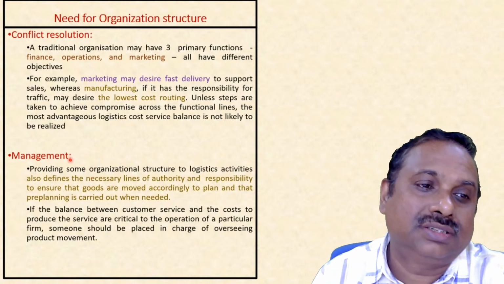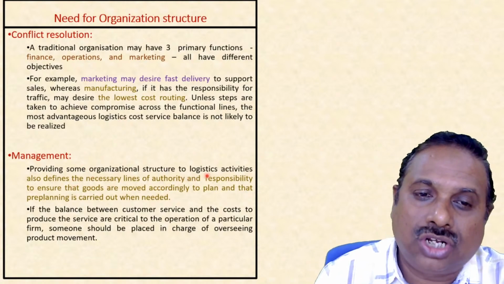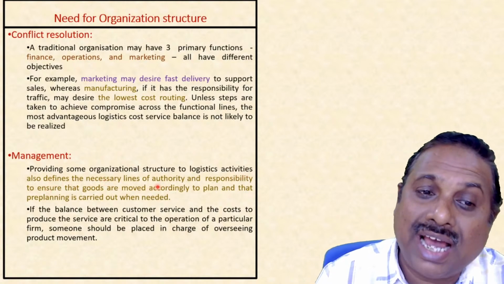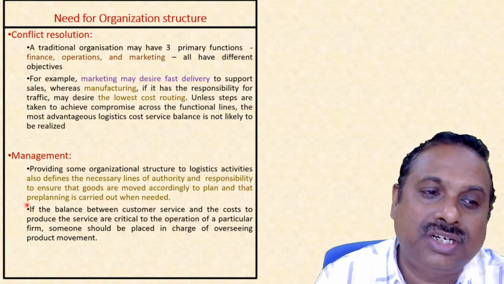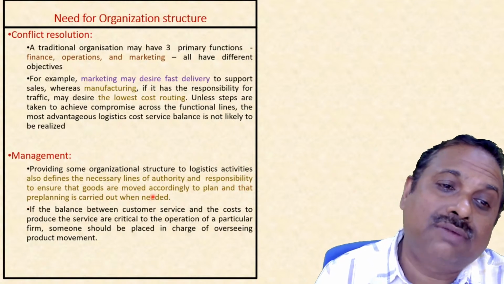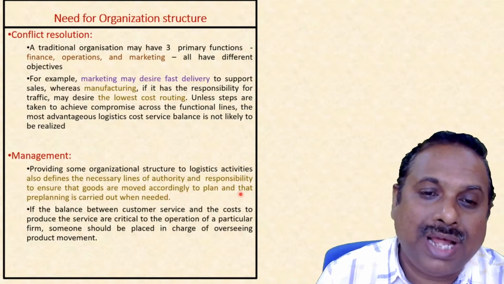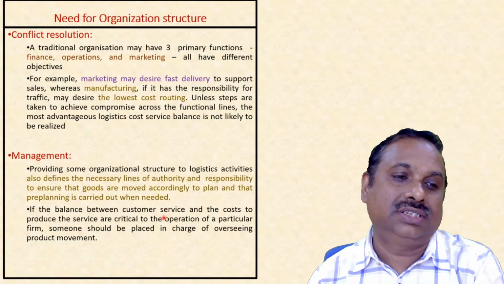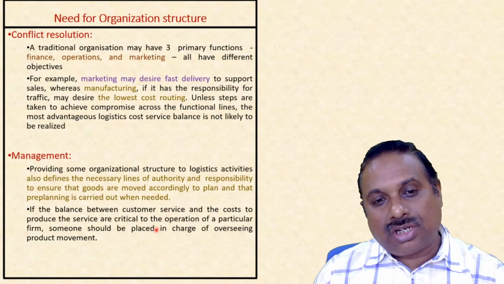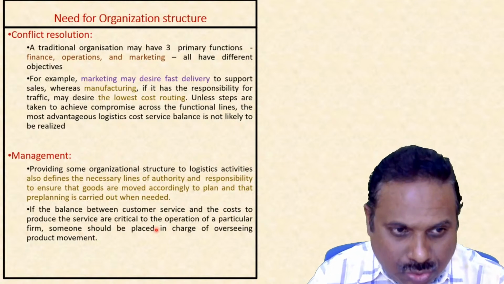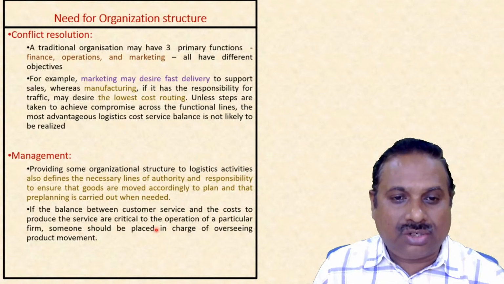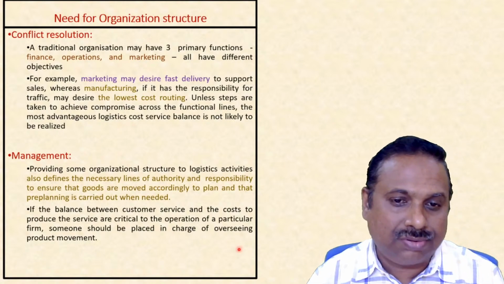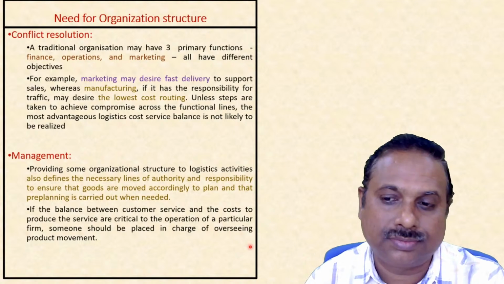Next is management. Providing some organizational structure to logistics activities also defines the necessary lines of authority and responsibility to ensure that goods are moved according to plan and that the pre-plan is carried out when needed. We'll see what this is. If the balance between customer service and the cost to produce the service is critical to the operation of a particular firm, someone should be placed in charge of overseeing the product movement.